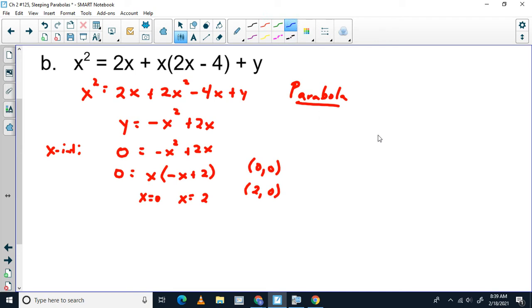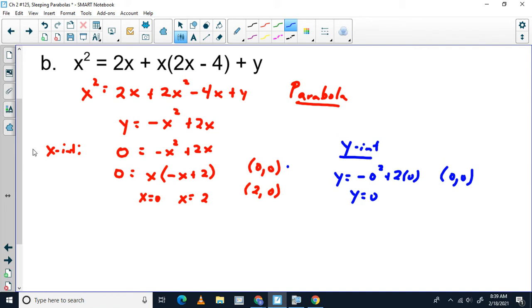All right, let's do y-intercept. Well, that's when x equals 0. So this actually works out pretty nicely because when I put 0 in for x, I just end up with 0. So my y-intercept was (0, 0), which we already kind of knew because that was the same as one of my x-intercepts.